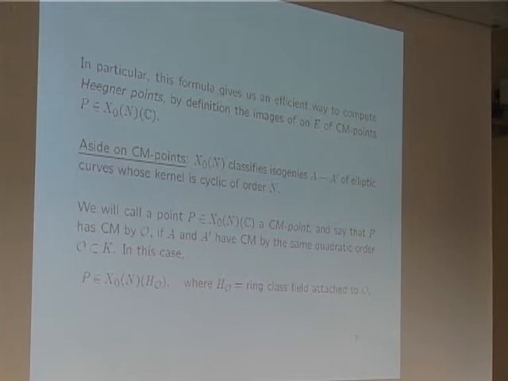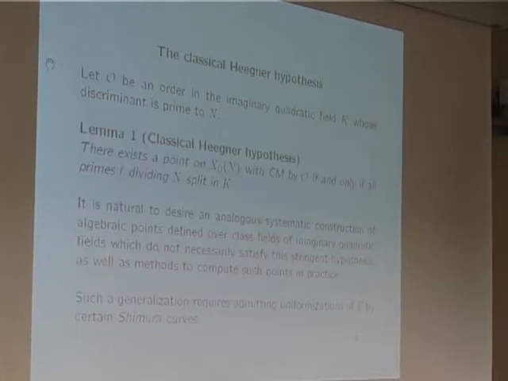In this case, if P is a CM point, then it's actually defined over the ring class field attached to the order O. And the Galois group of this ring class field over K is canonically, via the reciprocity map of class field theory, equal to the Picard group of the order O. So this is a very nice situation to be in.